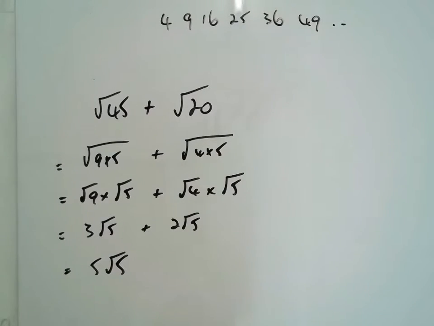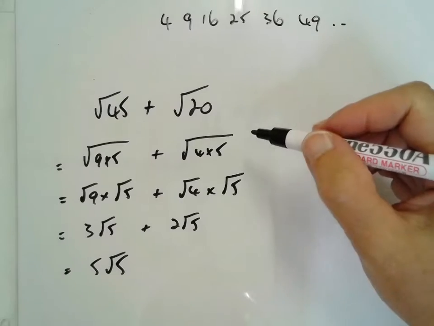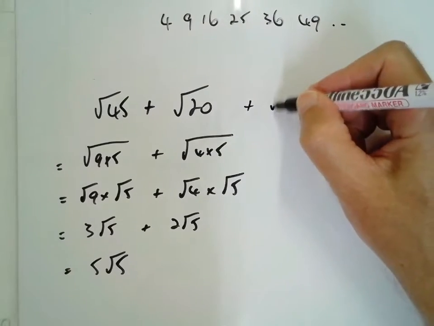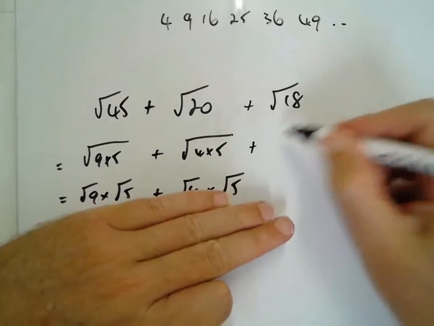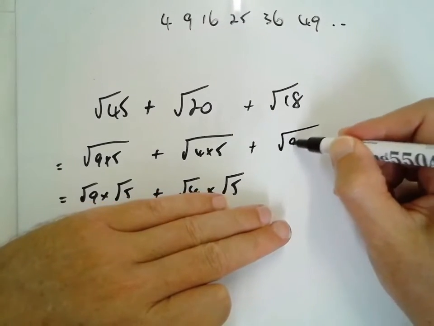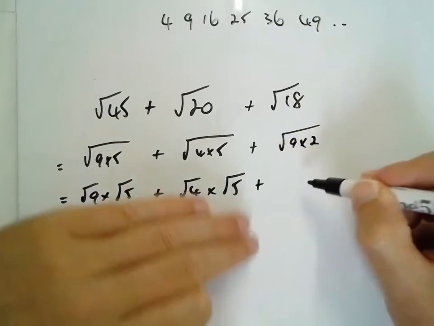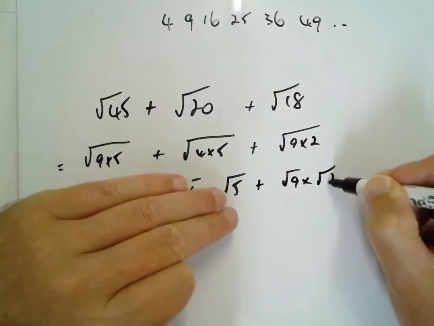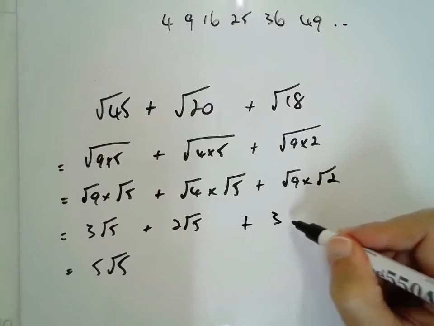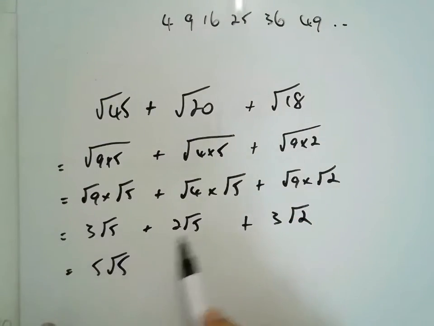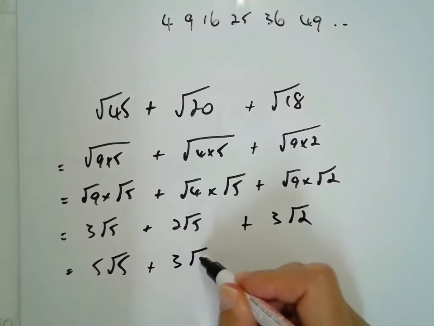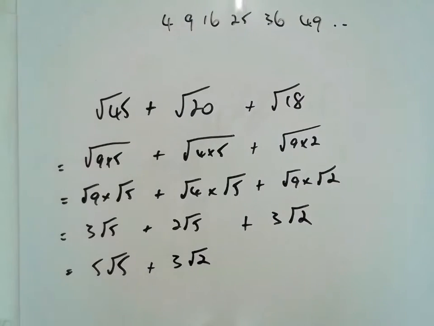Remember, what would happen if I just whacked in there, let's just go a plus root 18. So let's just go step by step. 18 is 9 times 2, which is root 9 times root 2, which is plus 3 root 2. So when we get down to there, we're going to combine our root 5s, but this root 2 doesn't go in here because it's not a like term. So we're just going to leave that as an individual term, as a root 2 term.